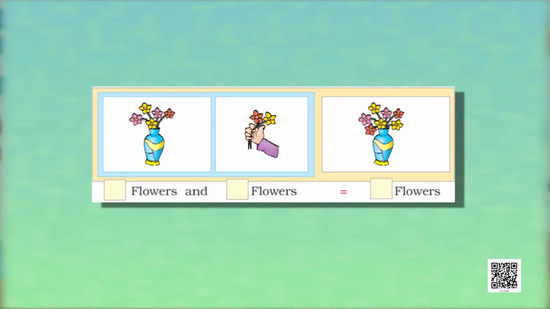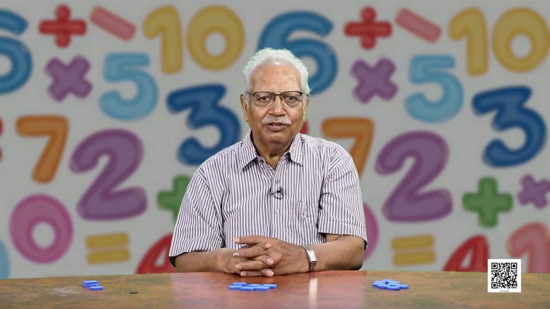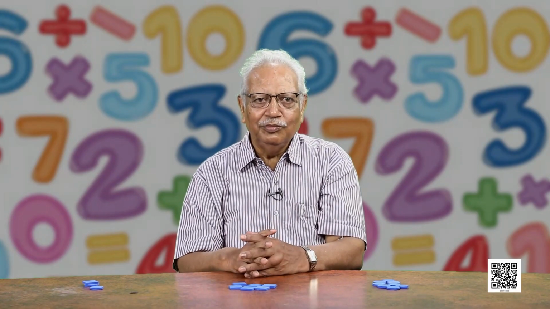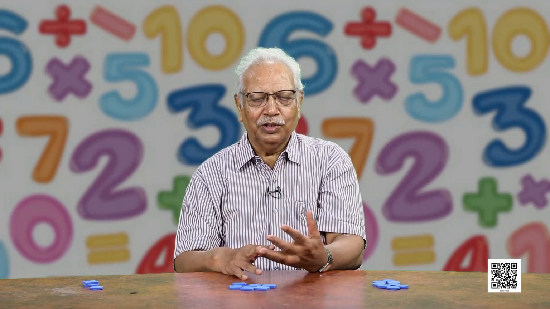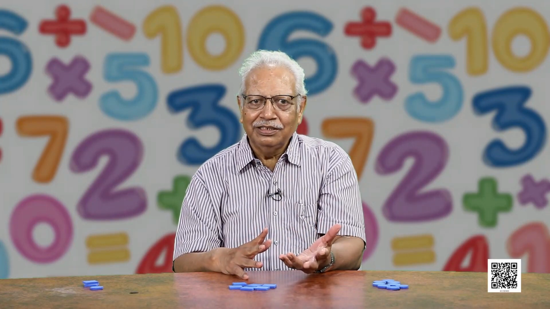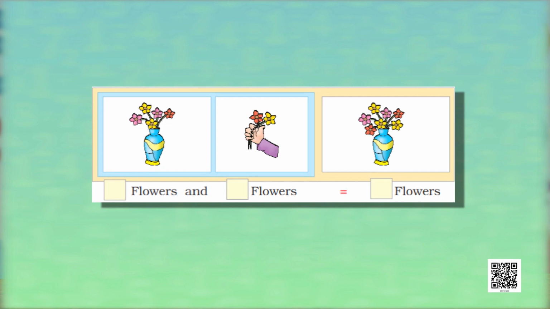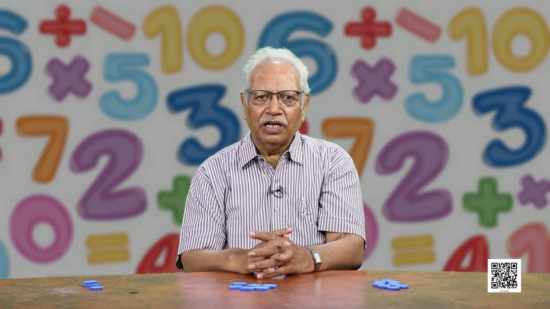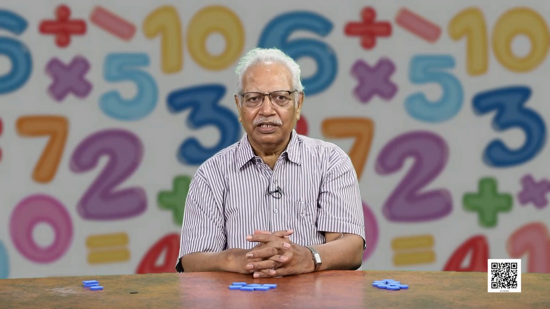How many flowers? 5 flowers, and then 2 more flowers are added. So, how many flowers do they become? You can count further or you can count together. So, I am counting further, 5 and 2 more flowers. So, it becomes 6 and 7. So, altogether 7 flowers, or we can say 5 flowers and 2 flowers are equal to 7 flowers.